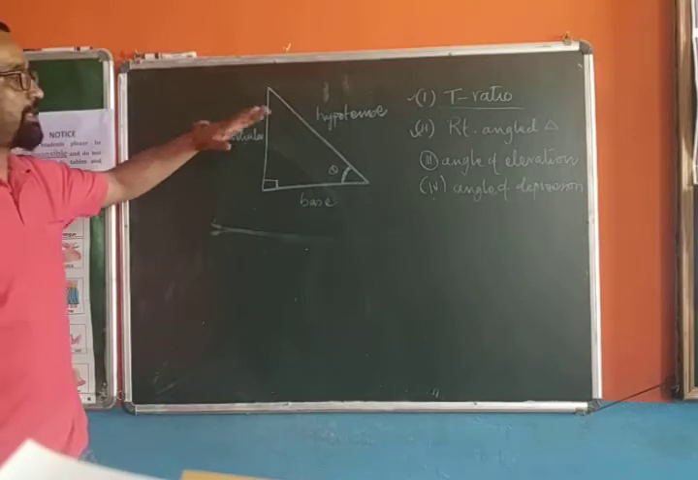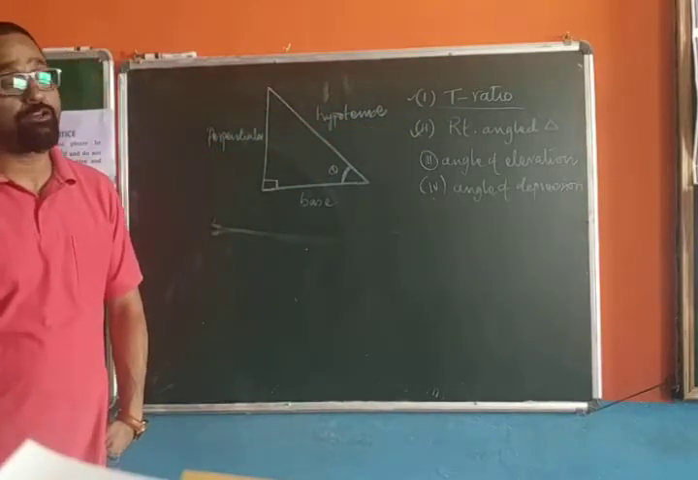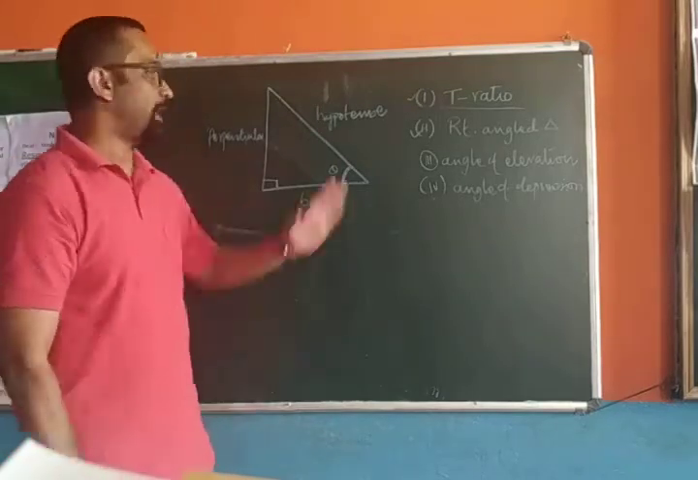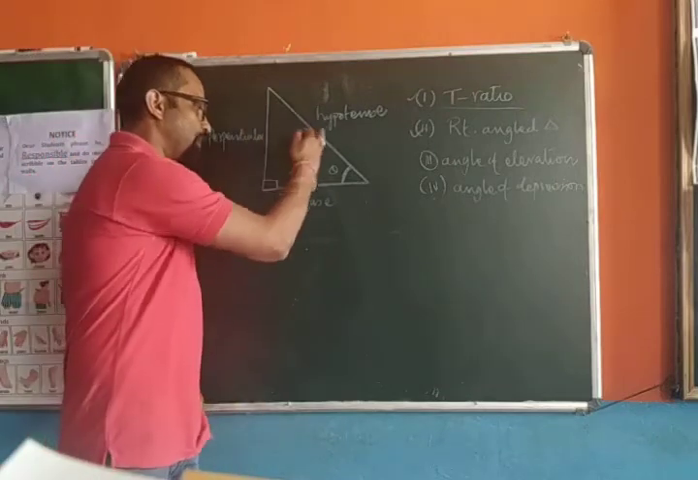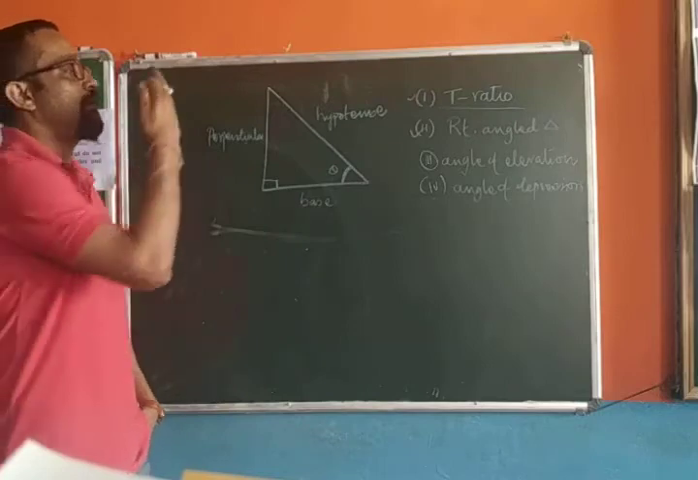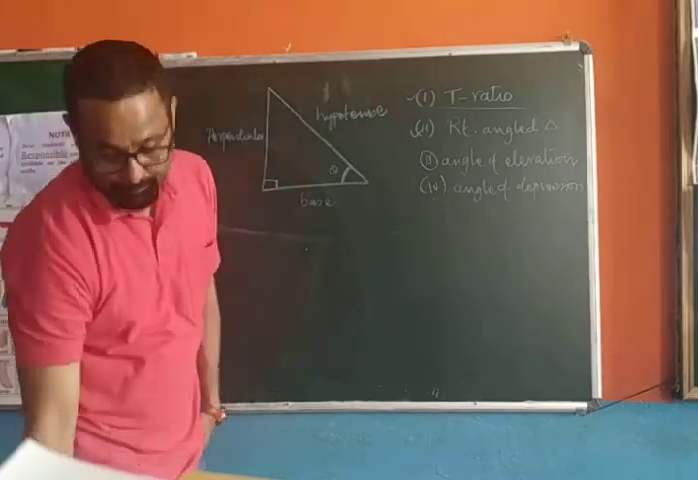So basically height and distance is based on a right angled triangle. You need to read the statement given in the question and draw a right angle triangle. Values will be given, you substitute and then apply the trigonometrical ratio to solve the question.